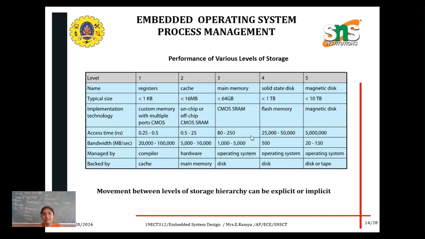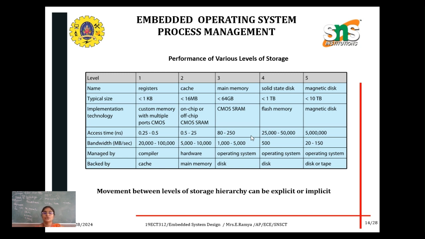So in this table, we have a performance of various levels of storage. We have storage from level 1 to level 5, like a register, cache memory, main memory, solid state disk (SSD), and magnetic disk. In register, we can store up to 1 kilobyte. In solid state disk, we can store up to 1 terabyte. Magnetic disk, we can store up to less than 10 terabytes.